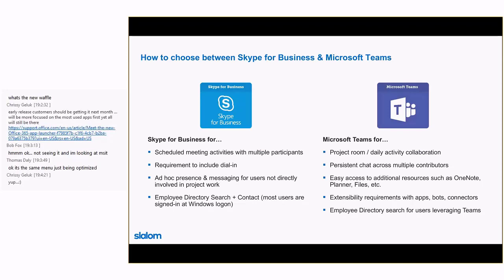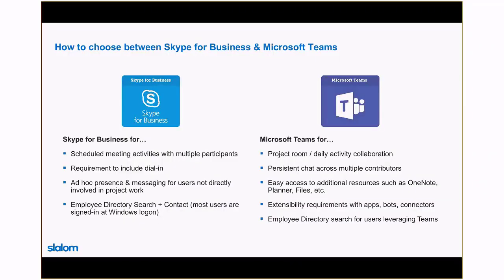If you're using it, I would say Skype's better when you need a dial-in, especially if you have the E5. It's very good at ad hoc presence and messaging for users not directly involved in project work. What I mean by that is, in most organizations that I work with that roll out something like E3, everybody, 1,000 people, get it. And when you roll out Skype for Business, usually that service starts when the user fires up their machine, right? They log into Windows, Skype for Business fires up, and so there's a pretty good probability that those users will be accessible through Skype for Business.